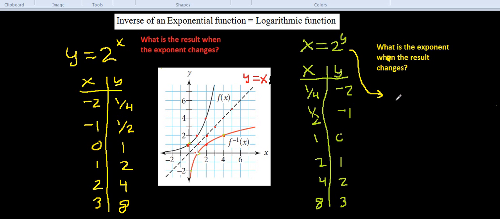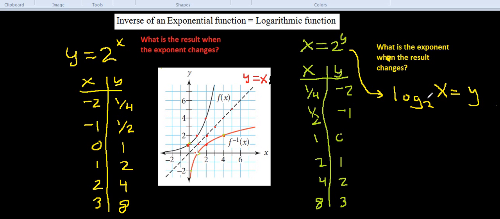So what we're looking at now is, how do we represent this as a function? How do we get it so it's equal to y now? We're looking for what that exponent is. So we get a whole different set of notation here. And what this becomes now is log base 2 of x, which is the result, equals y. Now it's more in terms of finding out what y is, or what our exponent is.